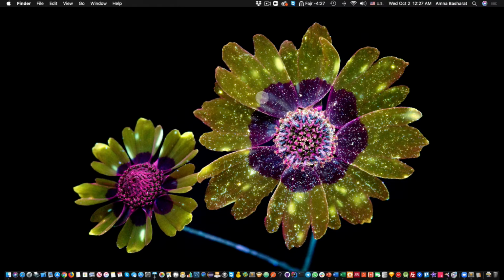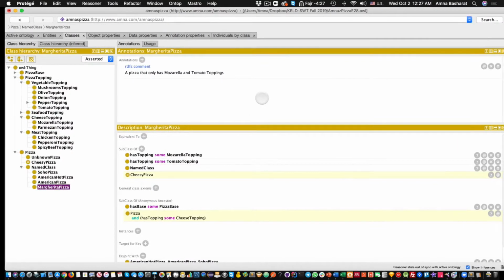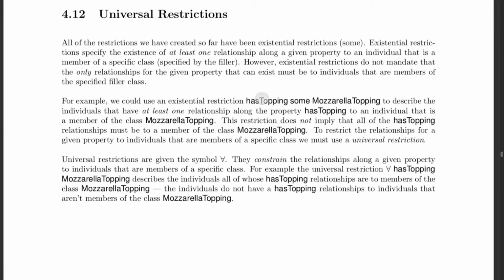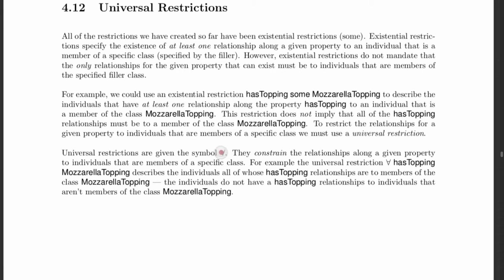Alright, so welcome back. We are moving on to our pizza ontology and we are going to create some more interesting class definitions, and on those we are going to perform some more interesting classifications. This time we are moving on from existential restrictions, which we've already used, and now we are going to use some universal restrictions, which we know are denoted using this symbol in description logics.